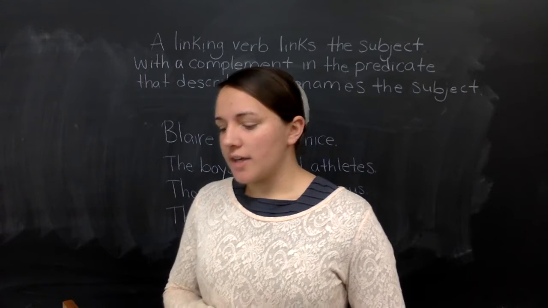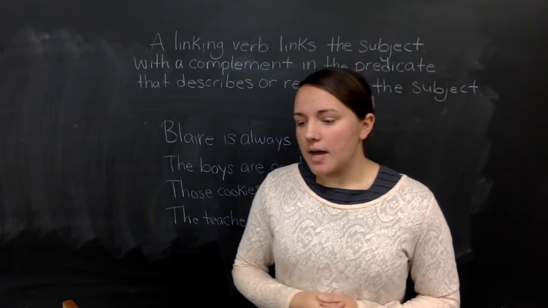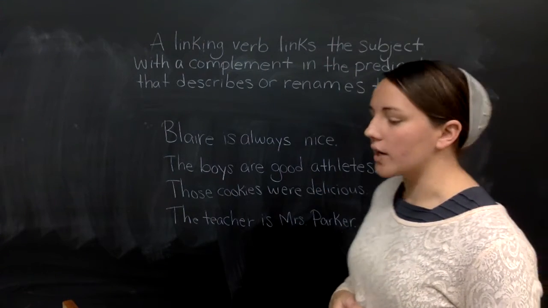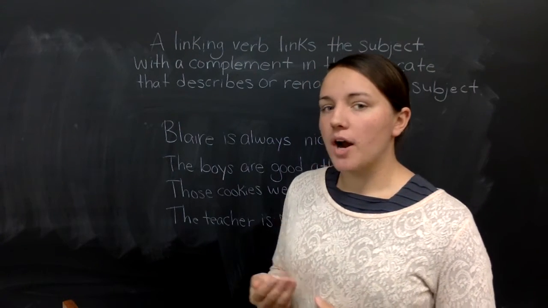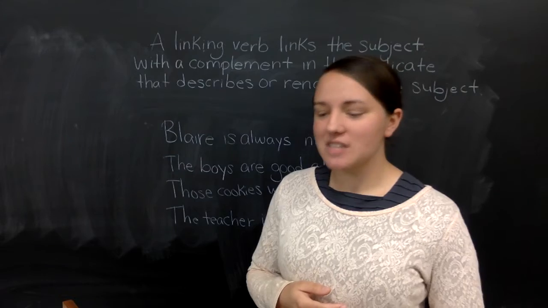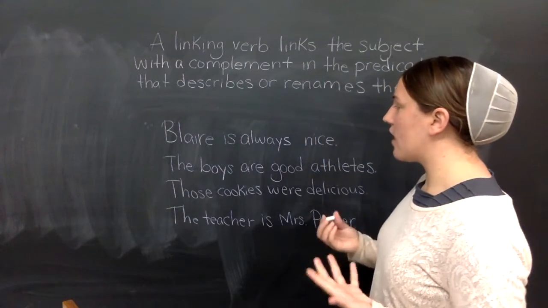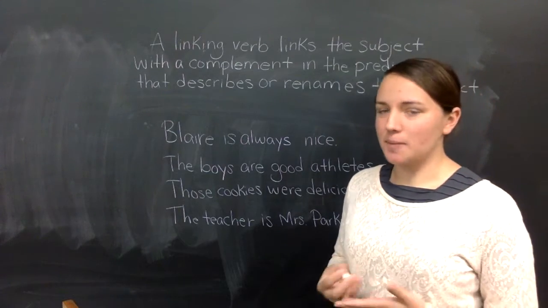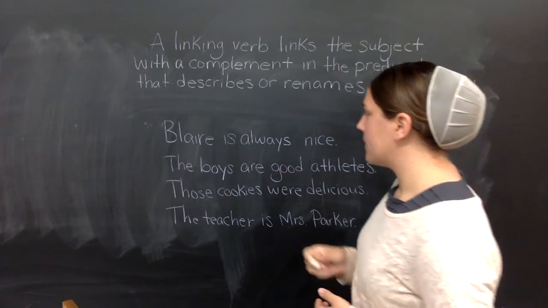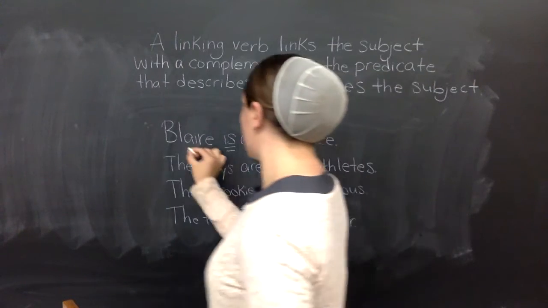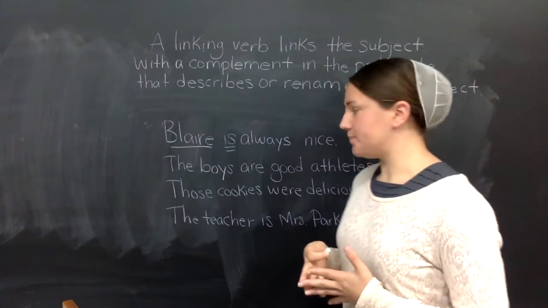So in our lesson, we're talking about linking verbs. Let's look at some sentences that I have on the board. Let's mark the subjects and verbs in those sentences. First of all, we have: Blair is always nice. What's our verb? Is is our verb. Who or what is? Blair would be our subject.